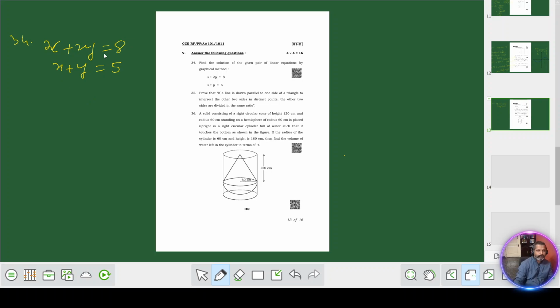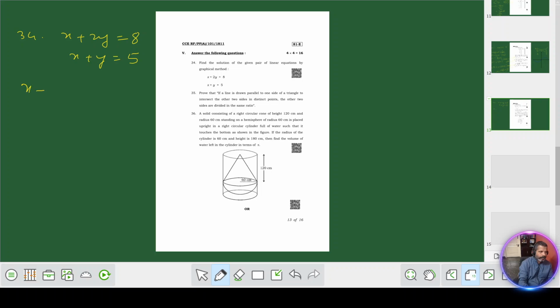x plus 2y is equal to 8. Let me write it properly. 34th question, x plus 2y is equal to 8, x plus y is equal to 5. Before drawing the graph, we have to construct the tables for that. So, how does the table look like?